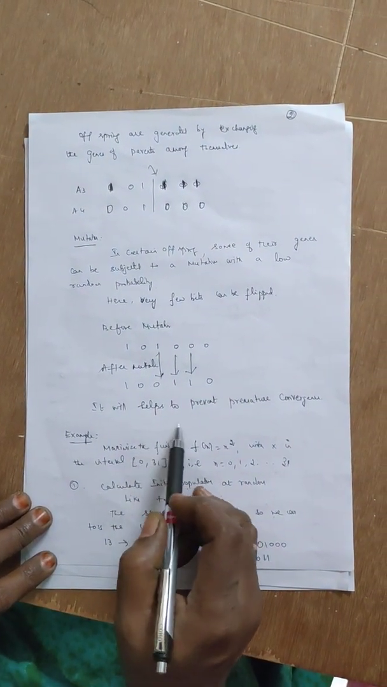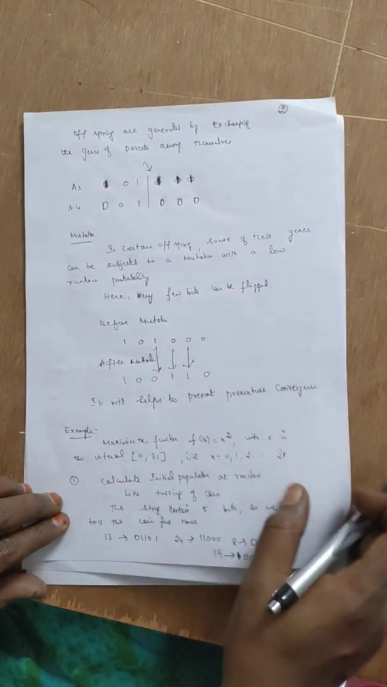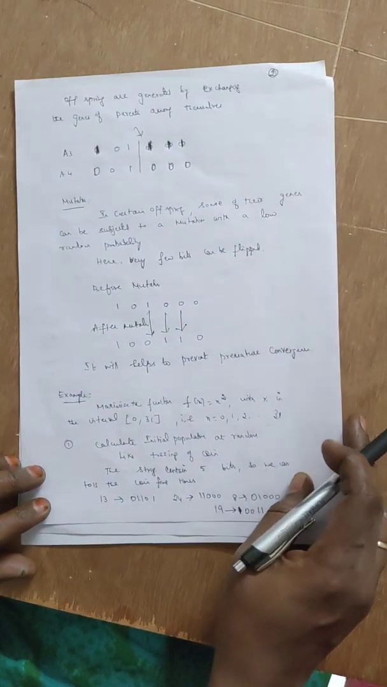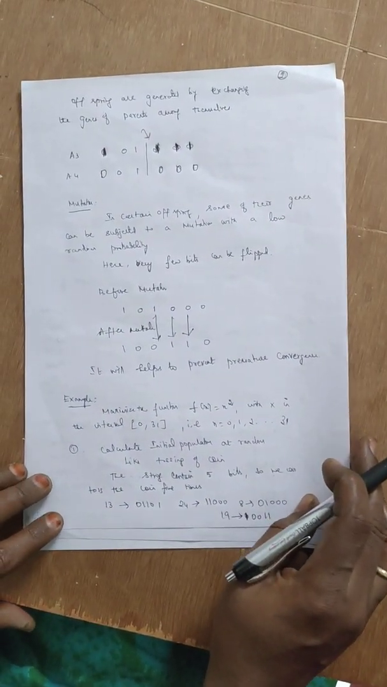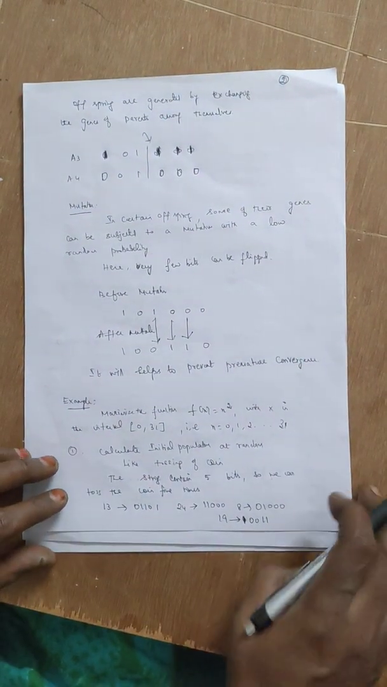It helps to prevent premature convergence. Whenever we are solving an optimization problem, the problem may get stuck at a local optimum. So this premature convergence can be eliminated by applying the mutation operator.